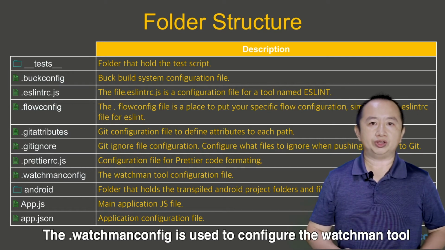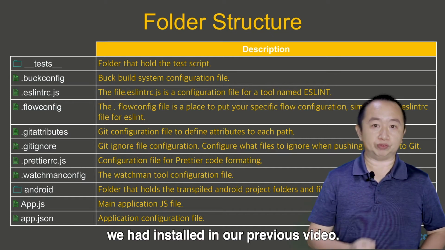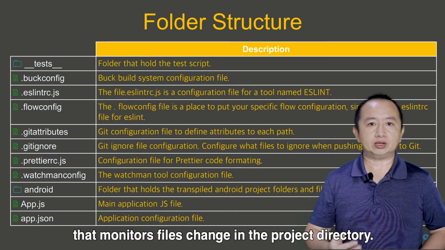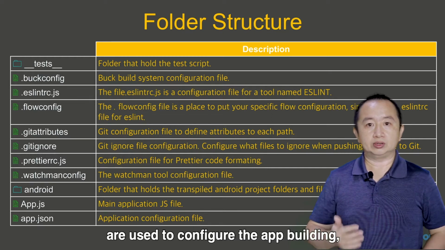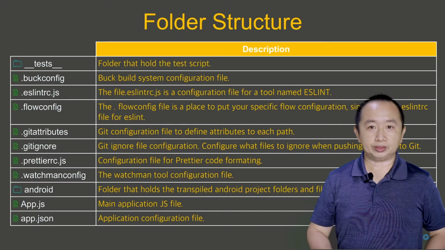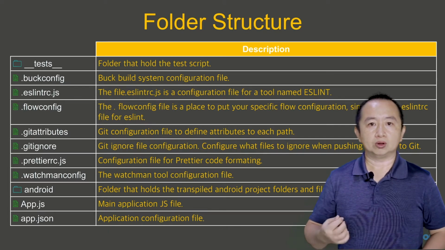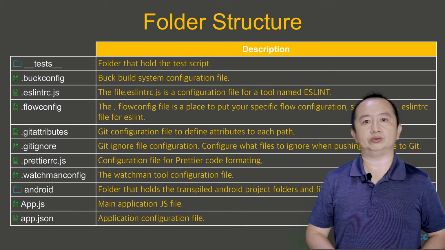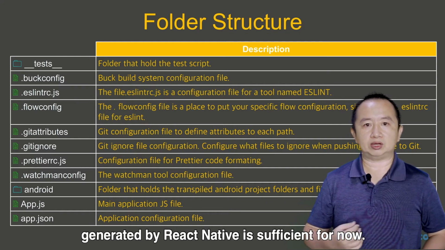The Watchman config is used to configure the Watchman tool we had installed in our previous video. Watchman is a tool from React Native that monitors file changes in the project directory. The above files that begin with a period are used to configure the app building, code checking, formatting, and version controlling. We will not go into detail on these configuration files in this video. Using the default configuration generated by React Native is sufficient for now.